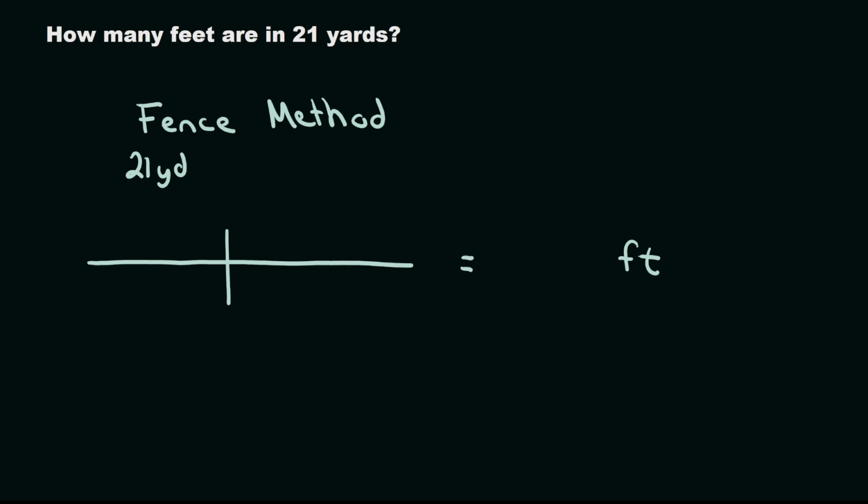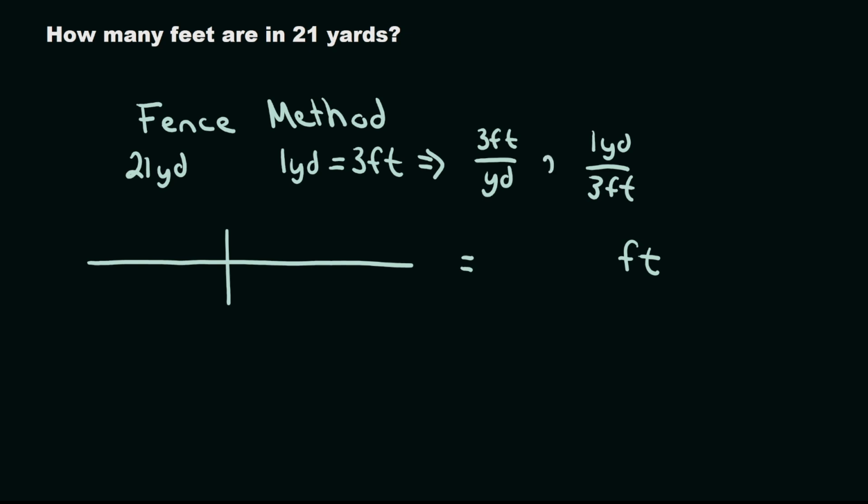Well, as we know from the previous problem, we know the conversion from feet to yards, where 1 yard is equivalent to 3 feet. Another common way of writing this is that there are 3 feet per yard, where this per is also the same thing as this division sign, or there is 1 yard per 3 feet. These things are both equivalent, so you can use either one of these fractions in order to cancel out our yards.